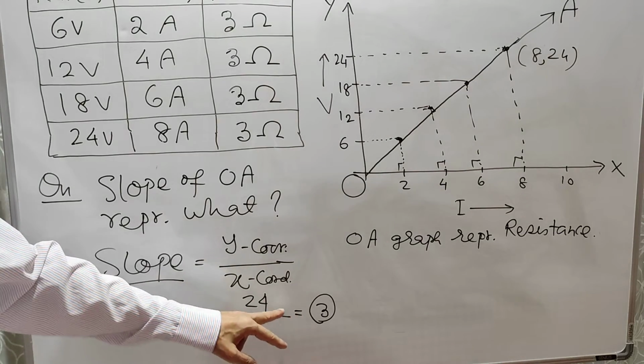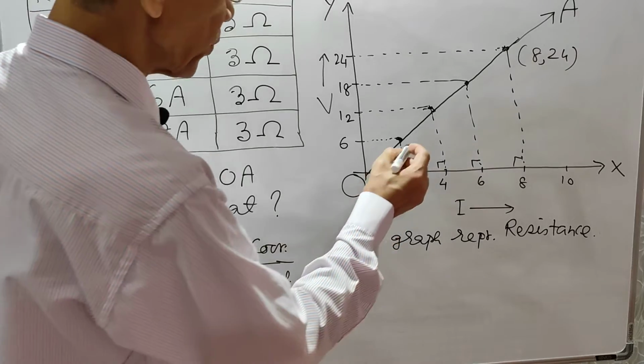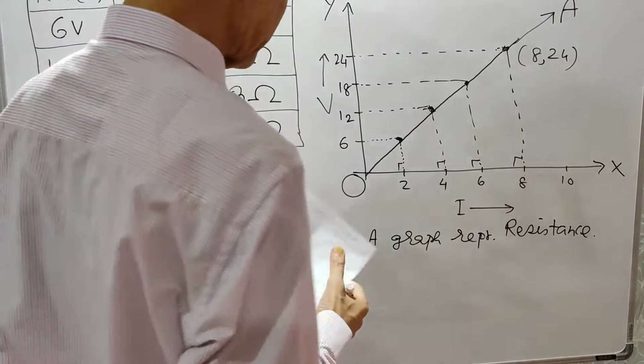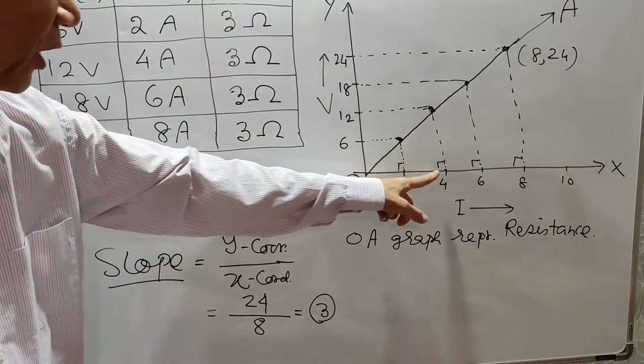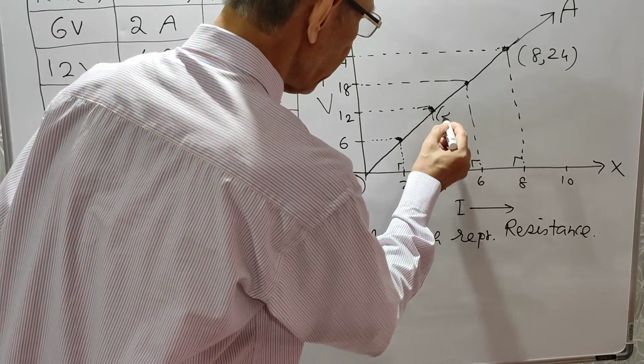Now we have found slope by taking which point? This point. Now you can take this point also, no problem. What are the coordinates of this point? The second point, 4, 12.